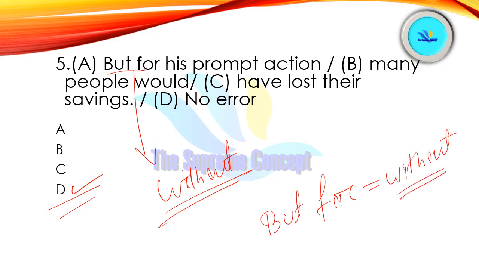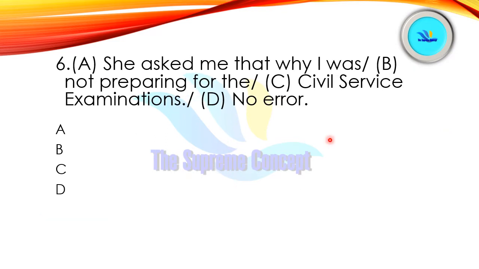Right, so without his prompt action, many people would have lost their savings. So there is no error in this sentence. She asked me that why I was not preparing for the civil service examinations. Now give it a pause and mark your answer. Yes, you're right. Option number A is correct here.